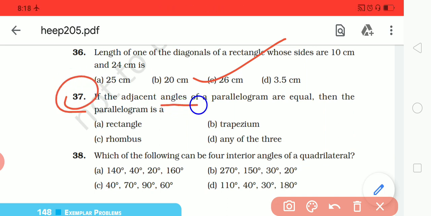37th question. If the adjacent angles of the parallelogram are equal, then the parallelogram is a rectangle, because if they are equal, both are obviously 90 degrees, and you know that opposite sides are equal and the angle is 90 degrees, so it is a rectangle.